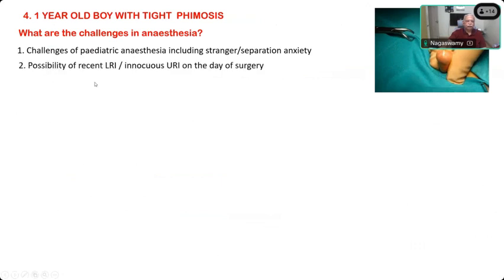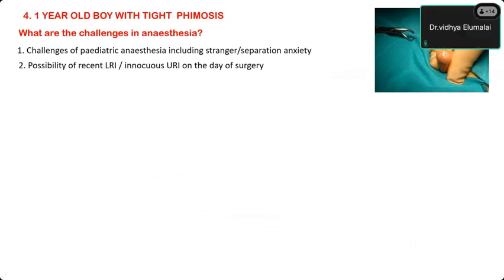Okay? So, possibility of recent LRI or innocuous URI on the day of surgery. This is the common scenario the examiners will ask you. Supposing, this is a daycare procedure, isn't it? Most of them are asked to come on the day of surgery. They are operated and sent home on the same day. Supposing the child has a running nose on the day, and the mother says, till yesterday night the child was perfectly all right, only today morning it is having a running nose. How to distinguish between an infective LRI and innocuous URI?